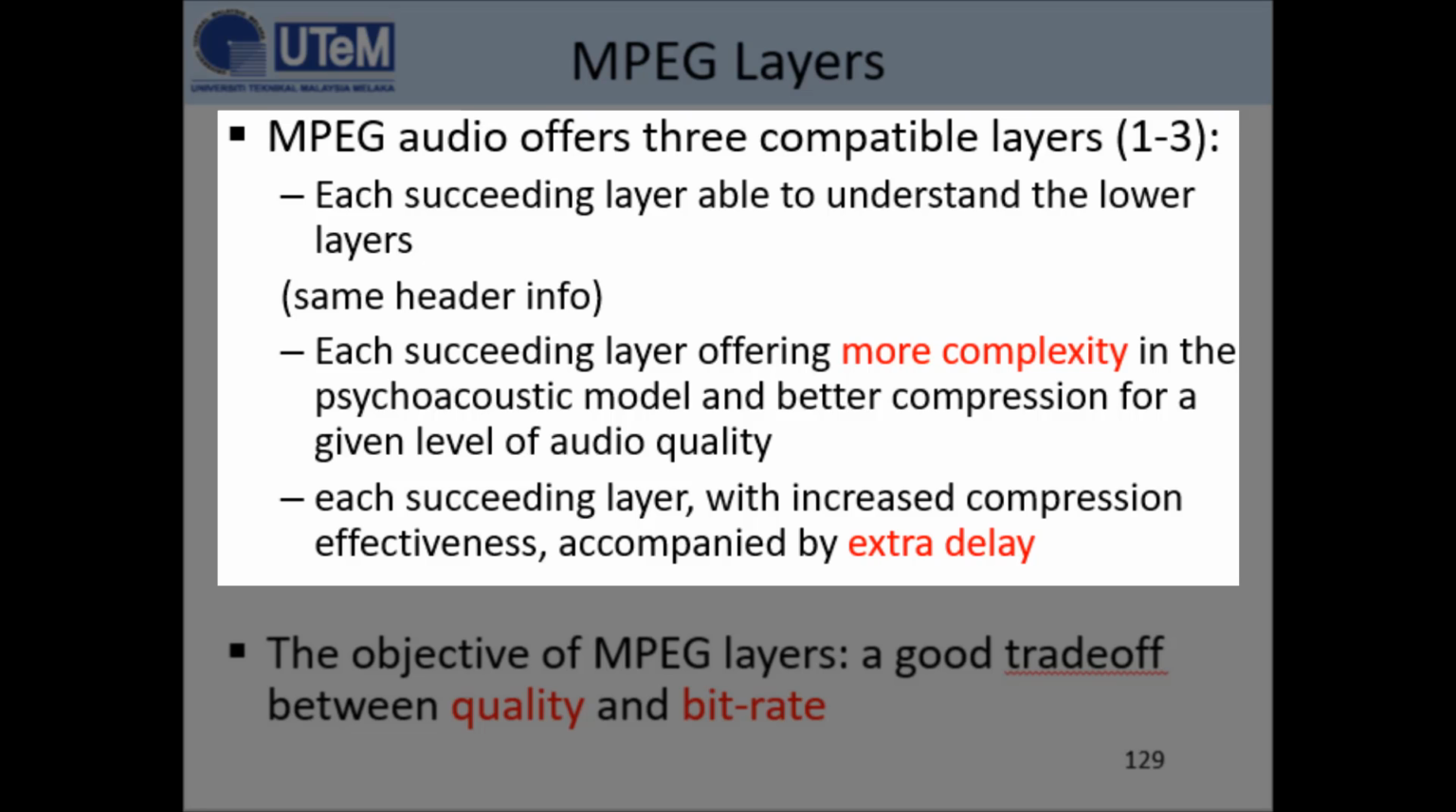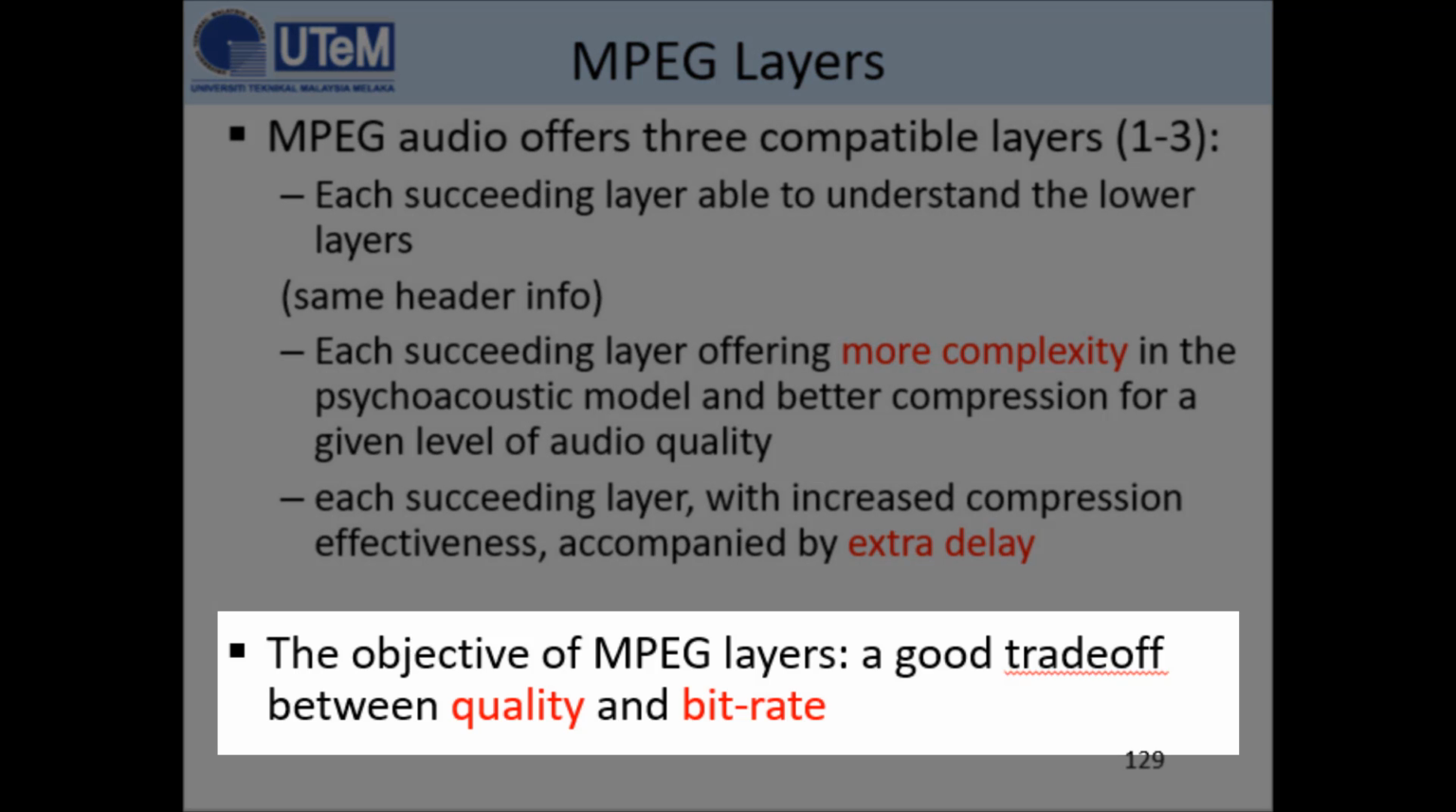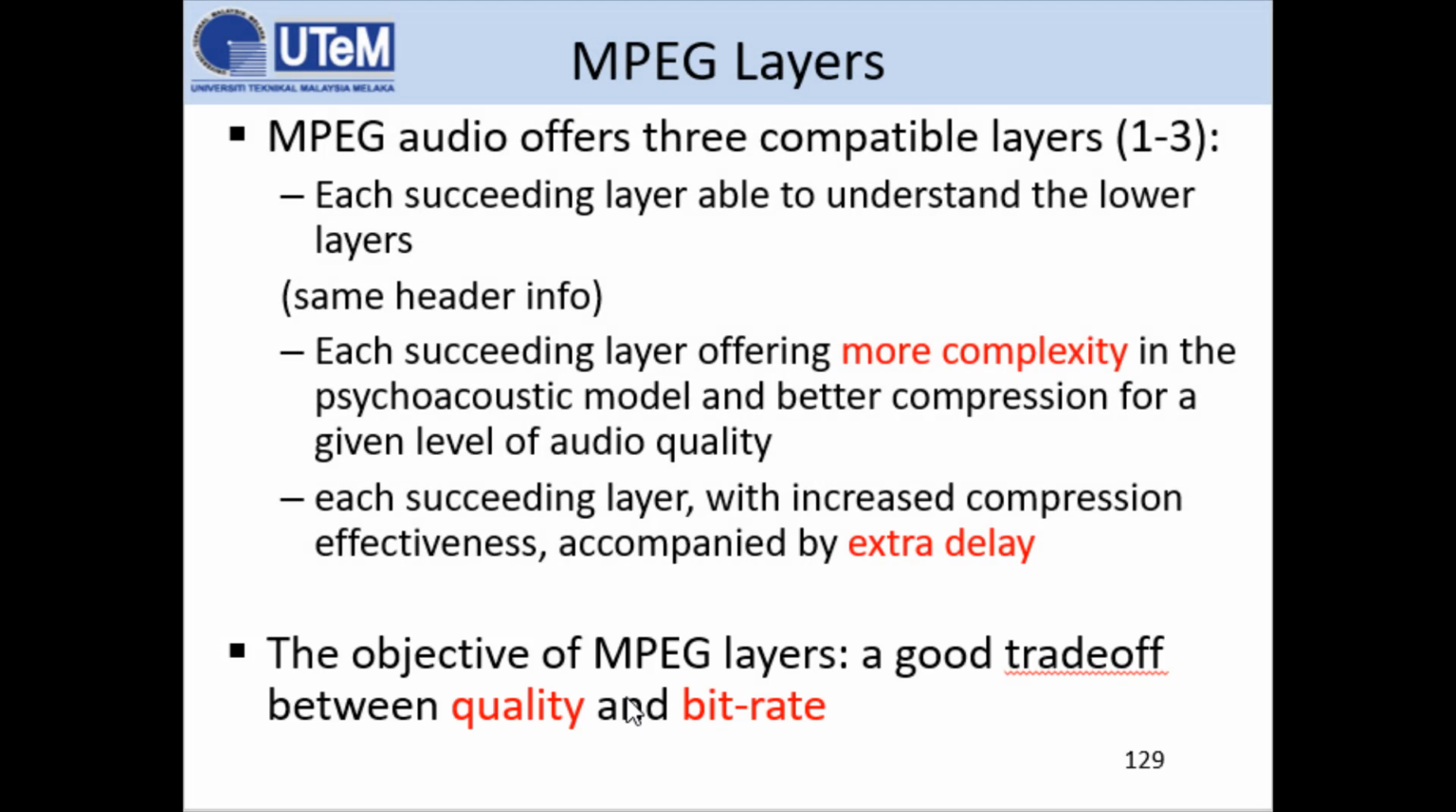So basically, layer 3 would be more complex than layer 2. Layer 2 is more complex than layer 1. However, this increase in complexity would increase the delay in processing as well. So the objective of MPEG layers is a good trade-off between the quality of the audio and the bit rate of the audio. We want to get the balance of the quality and the bit rate.